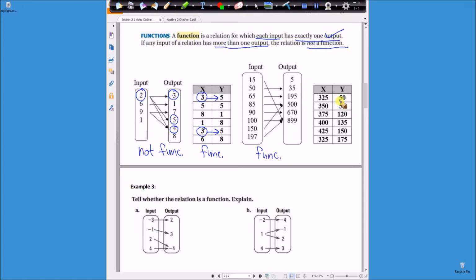And then if we look at this table, we look at 325 goes to 50, 350 goes to 50, that's fine. They're different inputs with one output each so far, that's fine. 375, happy, happy, happy. Oh, here's the problem. 325 goes to 50, 325 goes to 175. That's one input with two outputs, not one output. I put in 325, I get out 50. I put in 325, now I get 175. That's not allowed to happen for a function. So this is not a function. It is a relation, but it's not a function. It doesn't meet the definition.